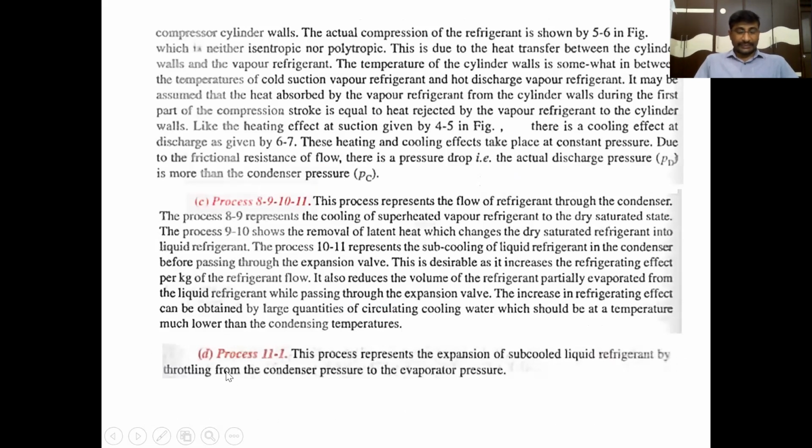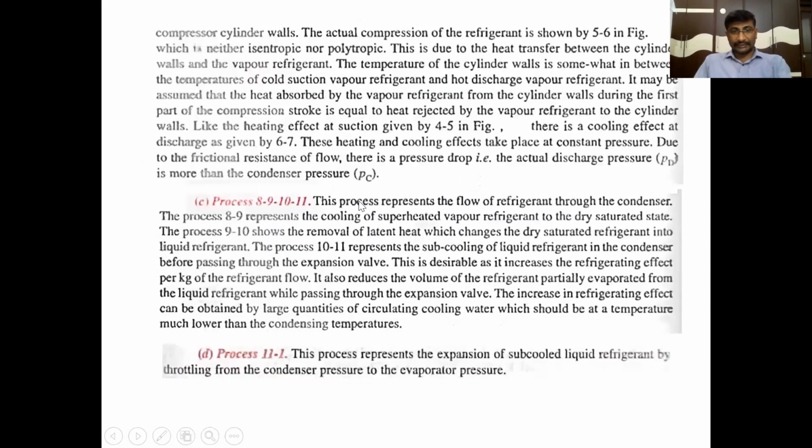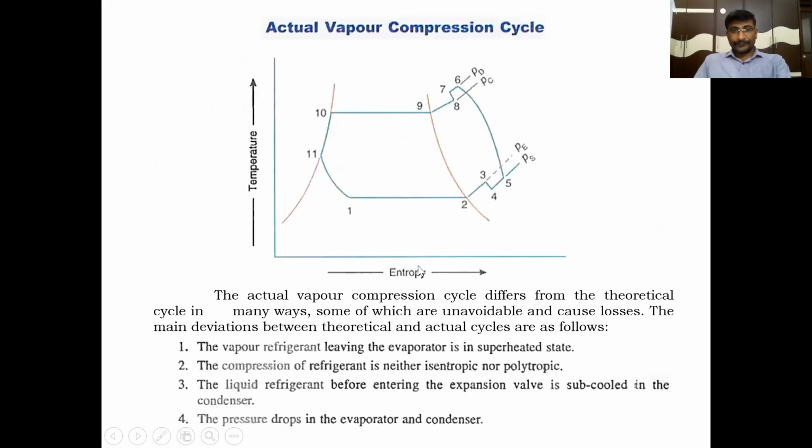Last process, process 11 to 1. This is an isenthalpic process, as we studied in the critical cycle. This process represents the expansion of subcooled liquid refrigerant by throttling from the condenser pressure to the evaporator pressure. What happens here is the expansion process, throttling from condenser pressure. This is the condenser pressure. From condenser pressure to evaporator pressure, it is expanded isenthalpically. It is the same as in the case of the critical cycle.